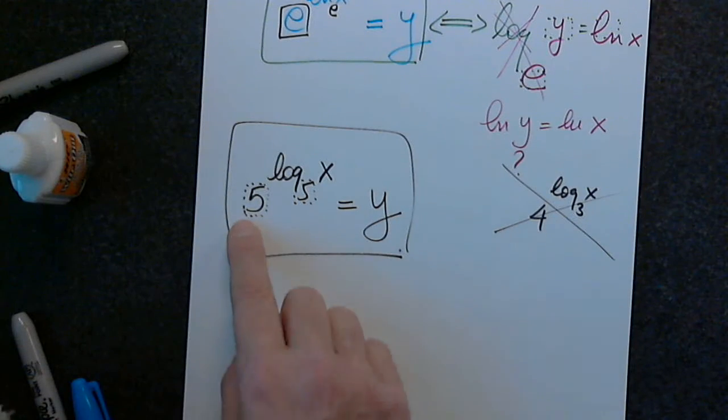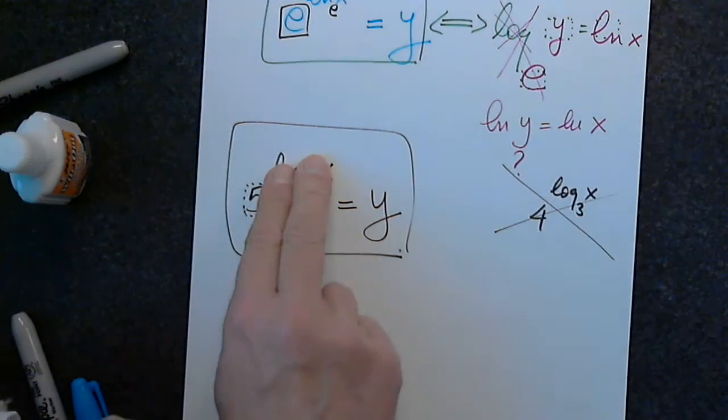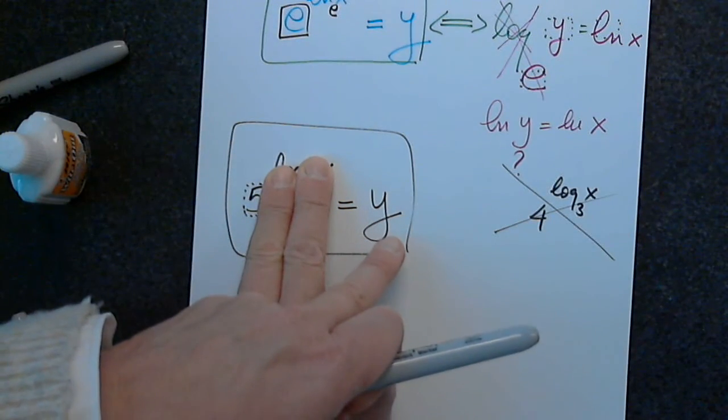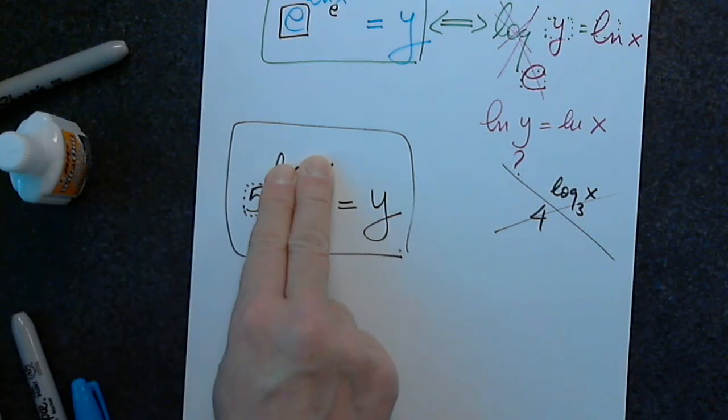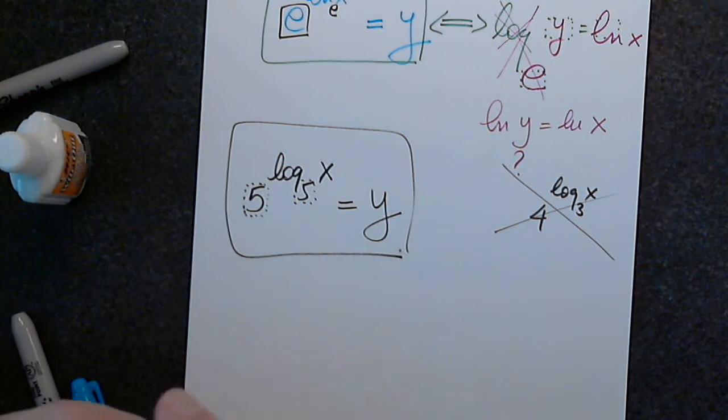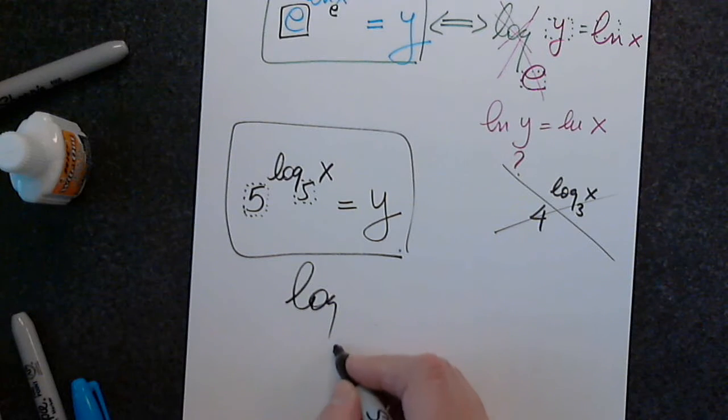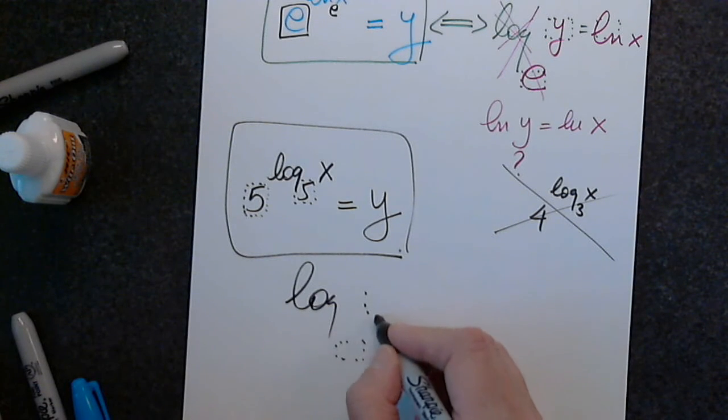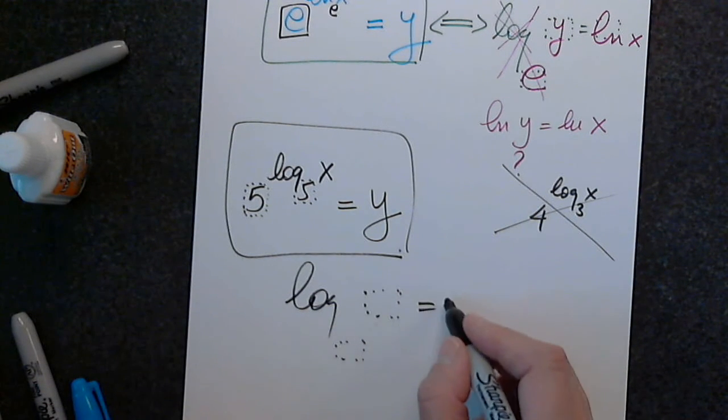Well, it is exponential first. 5 raised to an exponent equals y. The exponent can be anything. So now let's change this into a log of some base applied to some number and equals something.